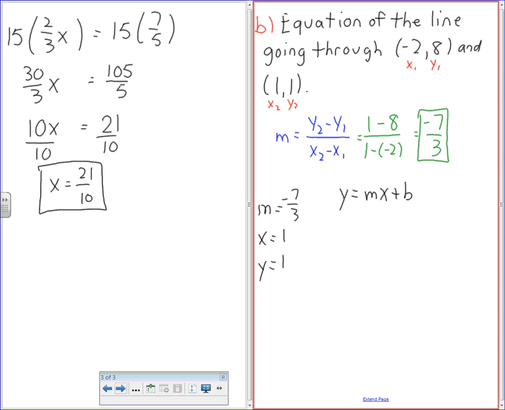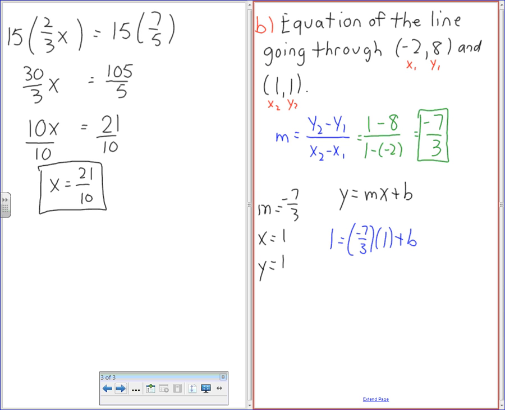Cassidy, can you please sub some numbers in for me, please? Great. All right, now listen, I know you don't like fractions. So get rid of that fraction. Just go ahead. I'll do it number 3.